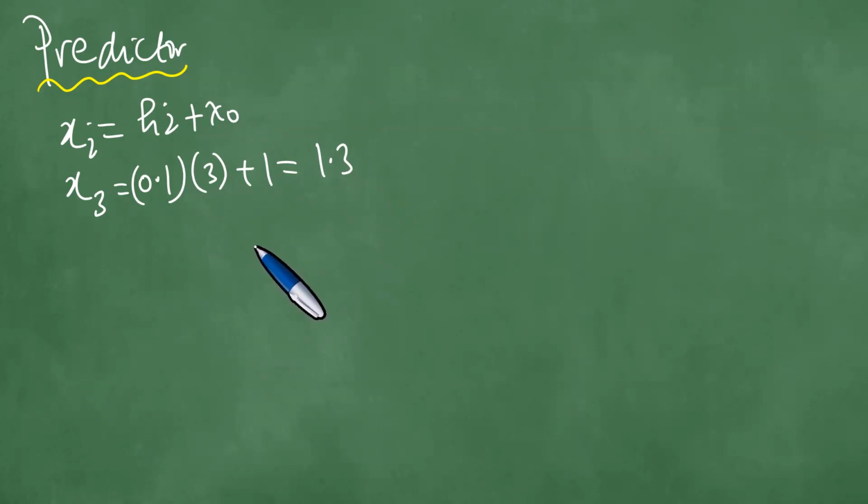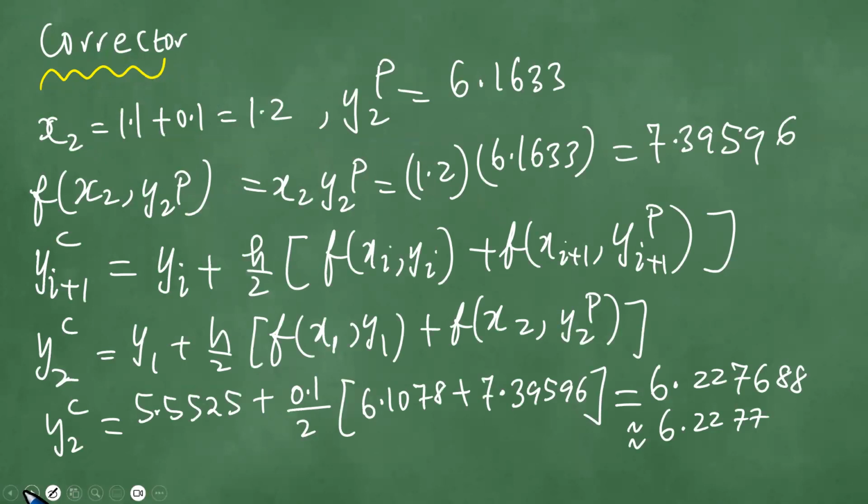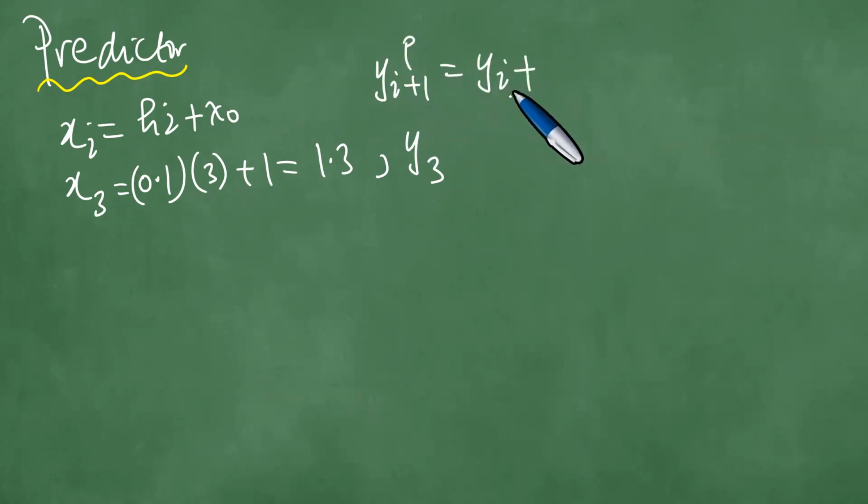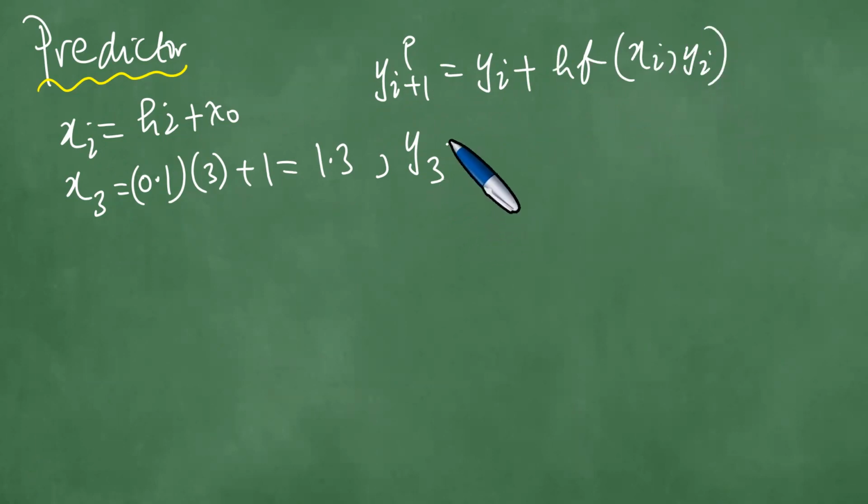Now, what do we do next? We must get the corresponding y, so we must get y3. The question is, what is y3? y3 is for the predictor, so let's write the formula for the predictor, please. y(i+1) predictor is yi plus h f(xi, yi). So what is y3 from this?